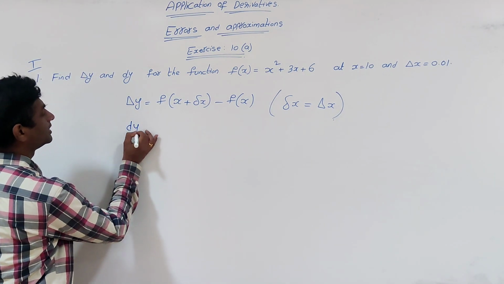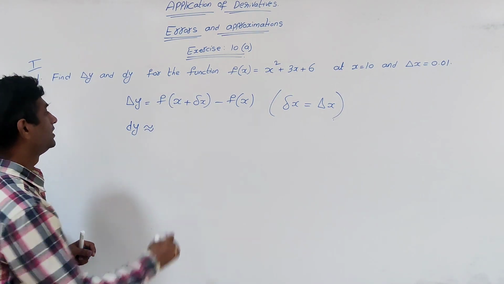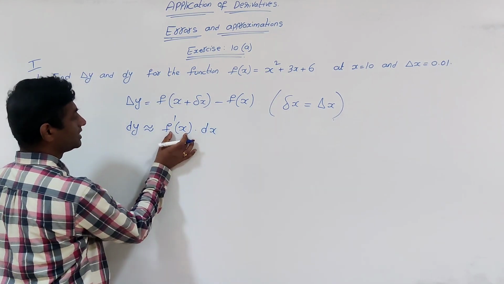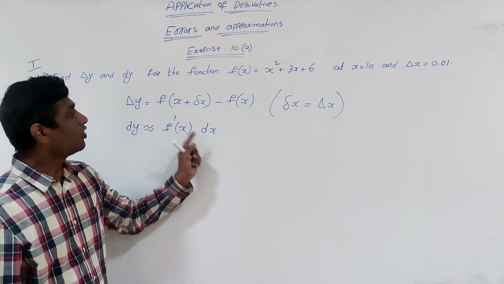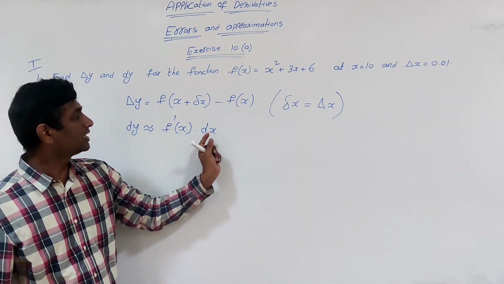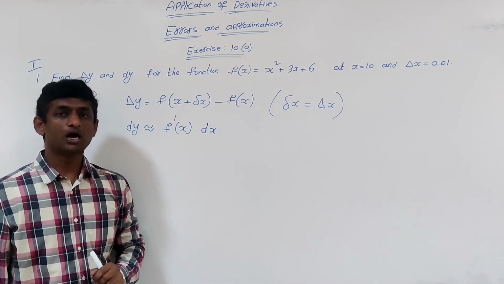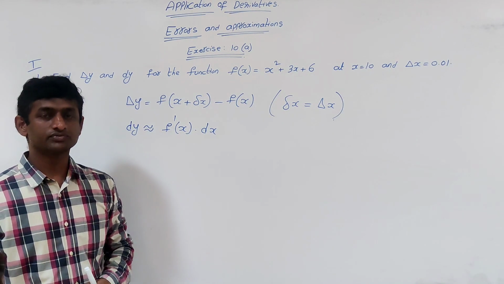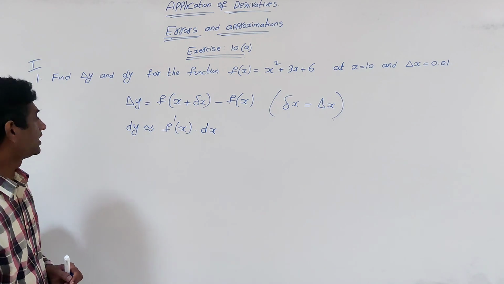And dy, the differential of y, is denoted by f dash of x into dx, where f dash of x is the derivative of this given function. At what point? At x is equal to 10, and the small change in x, that is dx or delta x, is 0.01. Now with the help of these two, we'll go back to the question and find out what is delta y and dy.